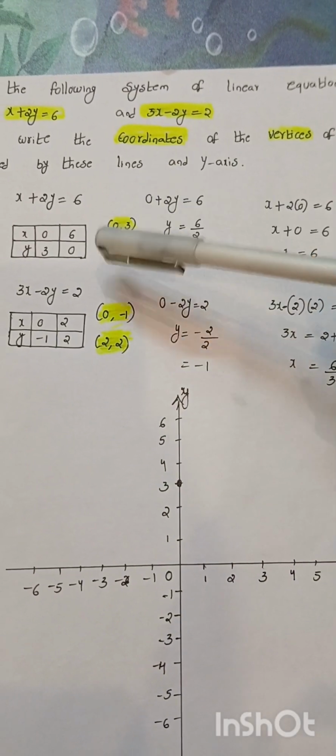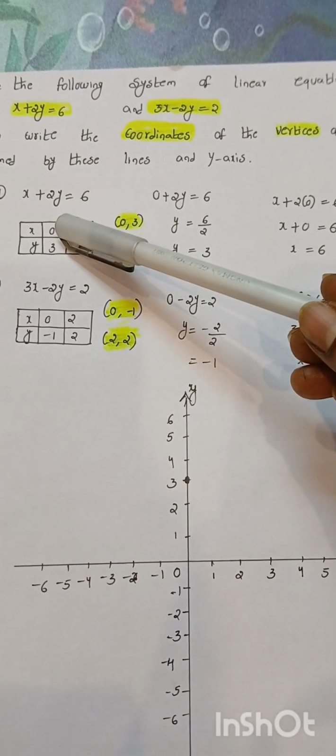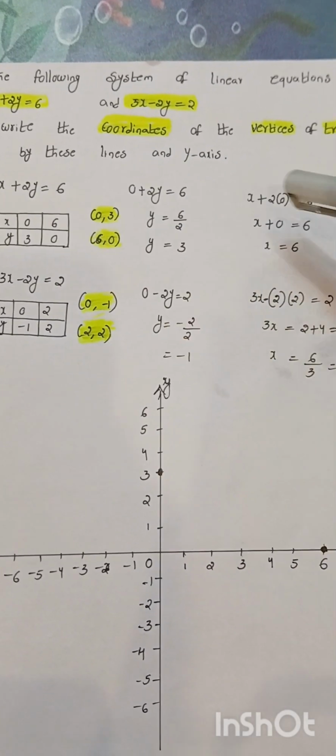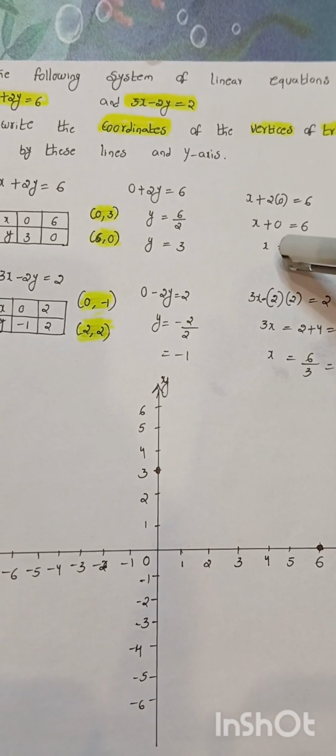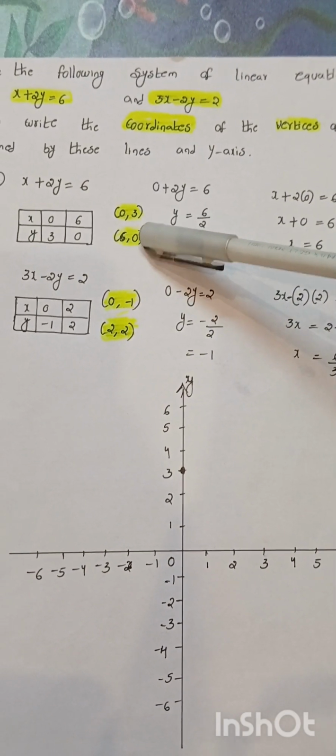For equation 1, x + 2y = 6. If you take x as 0, then y will become 3. And if we take y as 0, x will become 6. We got two coordinates: (0, 3) and (6, 0).